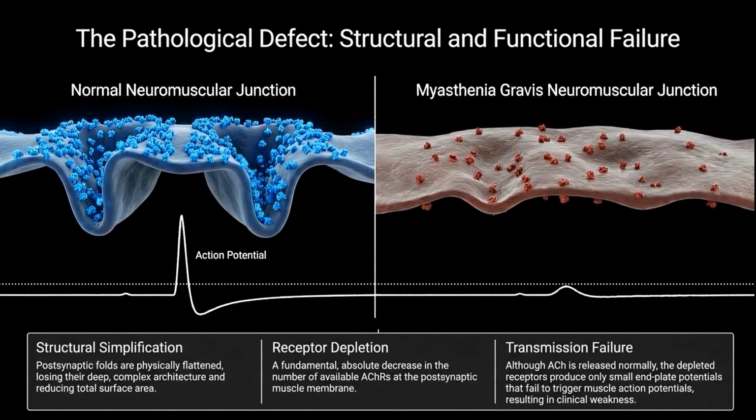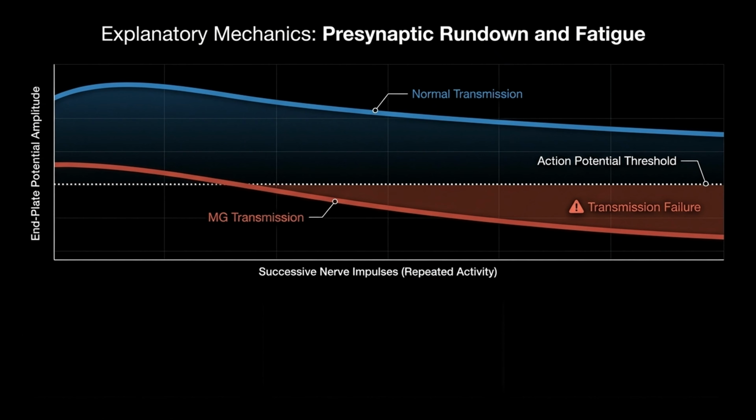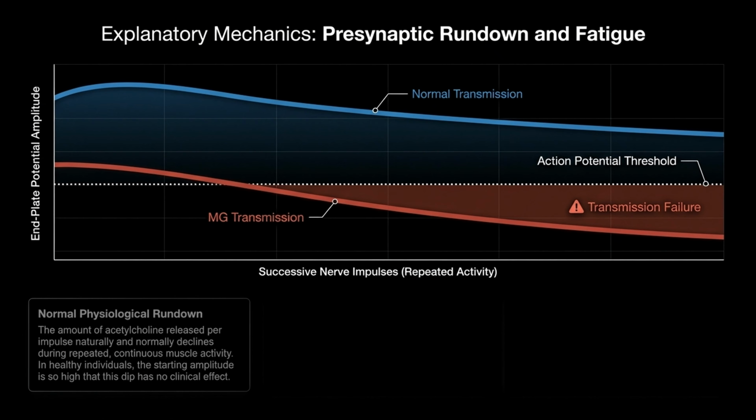Now, here is an important concept: presynaptic rundown. The amount of ACH released per impulse normally declines on repeated activity. This is called presynaptic rundown. In healthy individuals, the starting amplitude is so high that this dip has no clinical effect.